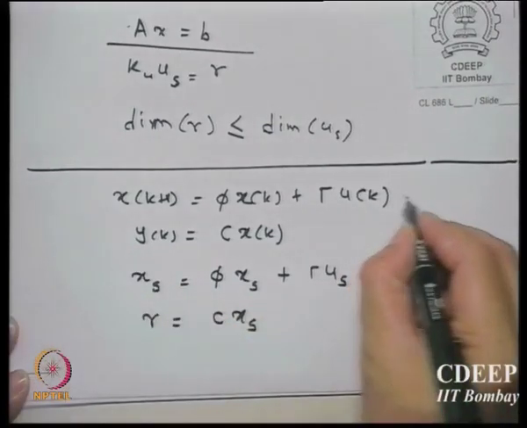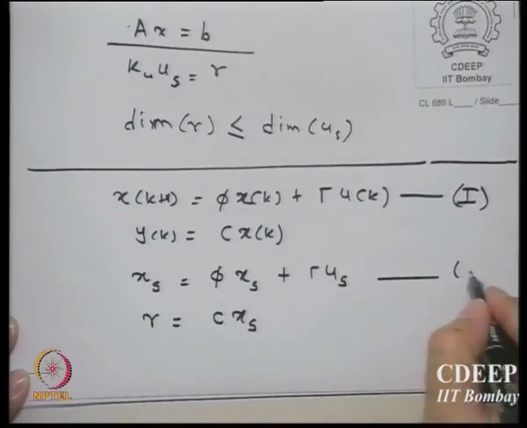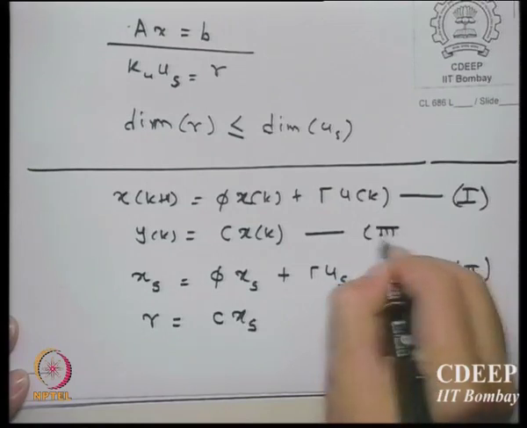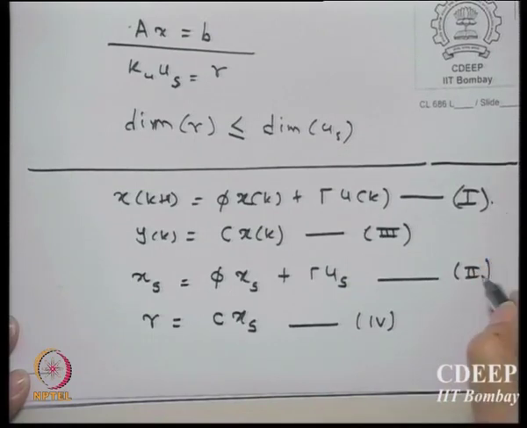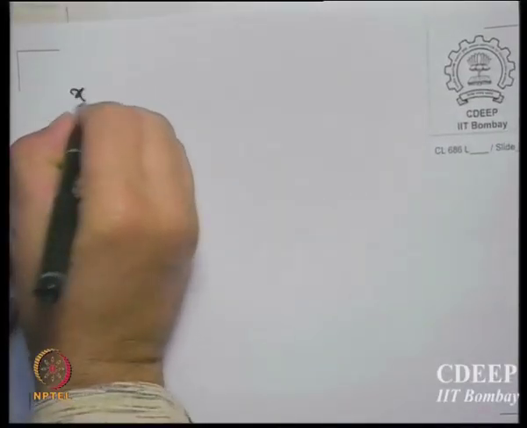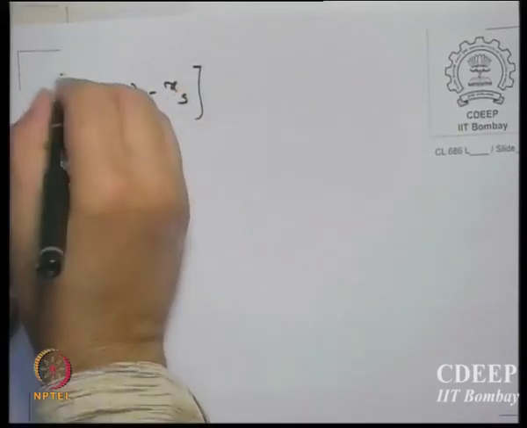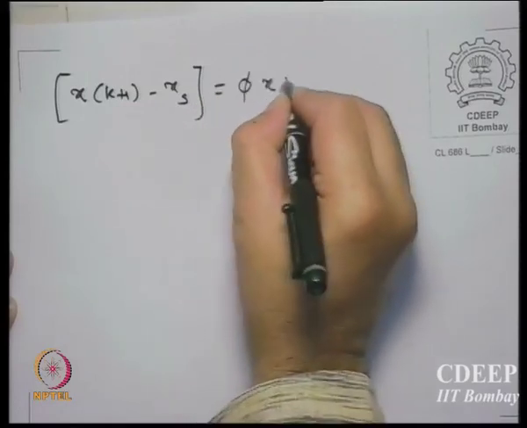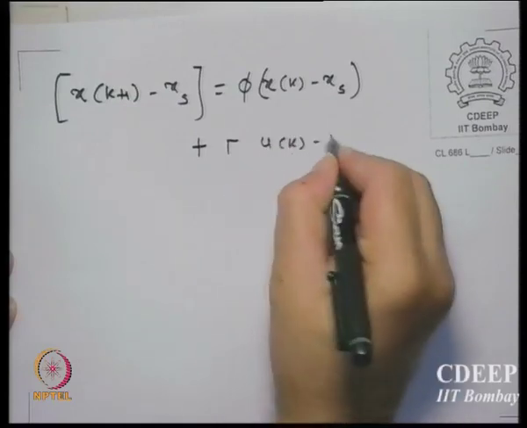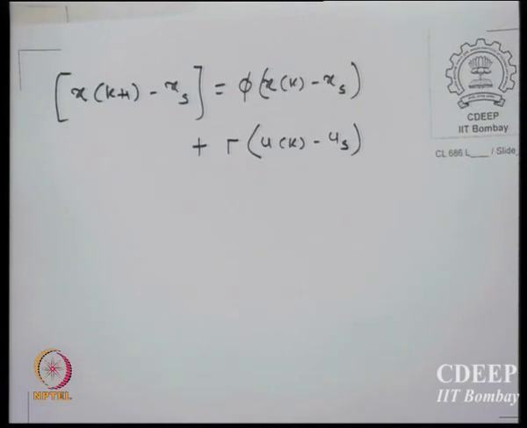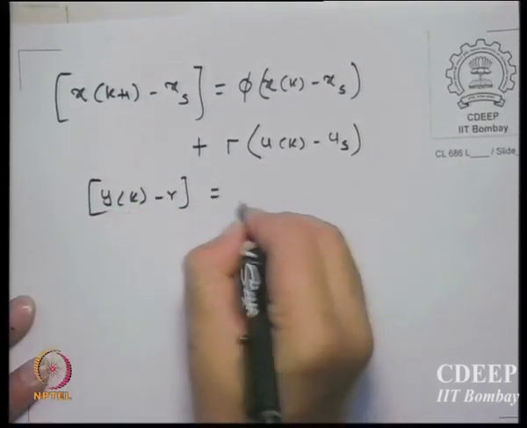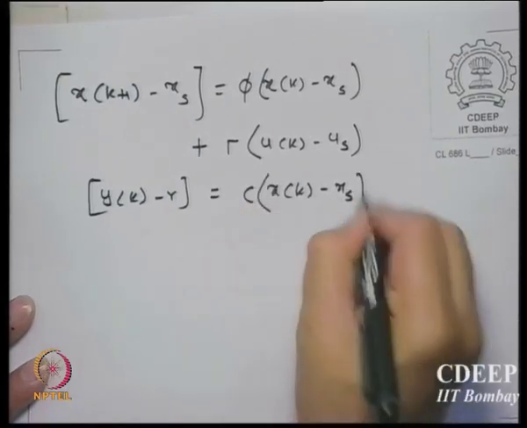So, all that I am going to do is to subtract equation 1 and equation 2, and equation 3 and equation 4. I am going to subtract this from this, and this from this. If I subtract, what I will get is this, and y k minus r is equal to c times x k minus xs. Everyone with me on this?